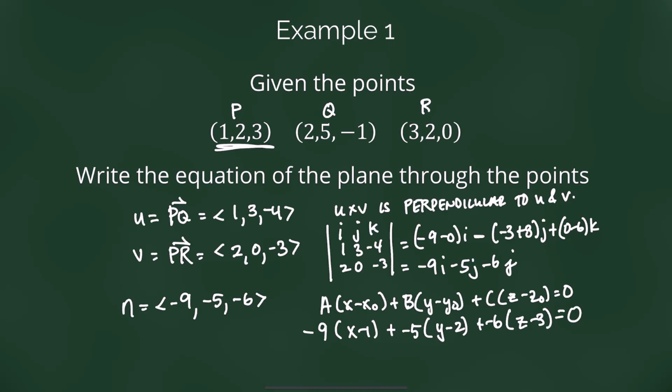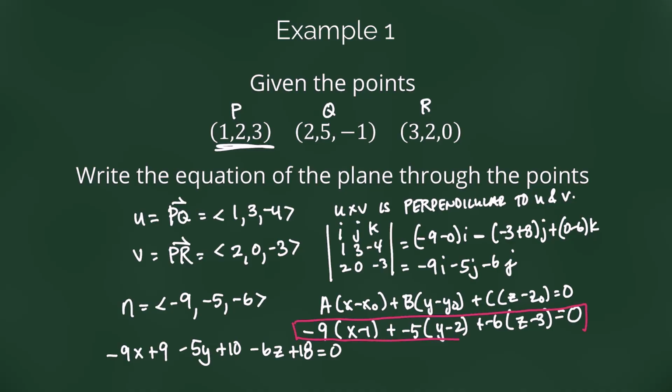If we want to write that in the standard form, we can multiply everything out. So we get negative 9x plus 9 minus 5y plus 10 minus 6z plus 18 equals 0. So let me just highlight right now. This is our expanded form.